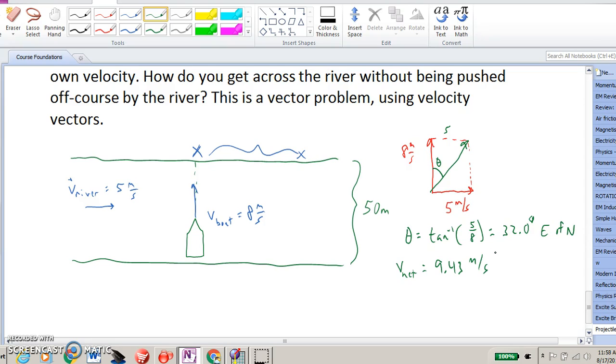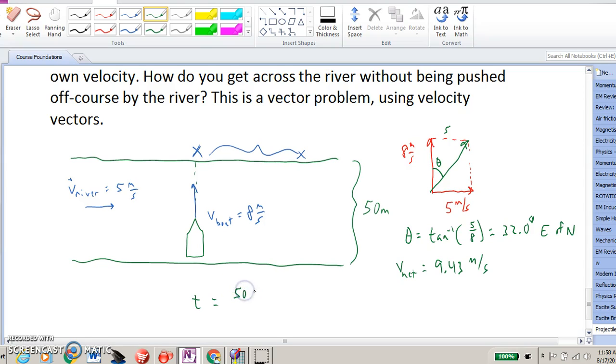Okay, so now what you could do is figure out some other things. The speed at which you're actually moving across the river is 8 meters per second. And if we know how far the river is from bank to bank, let's say it's 50 meters, we could figure out how long it would take you to get across. You're moving at a constant speed of 8 meters per second straight across the river. This is true whether the river is at rest or moving. If it's perpendicular, it's not affecting that 8 meters per second you're going across.